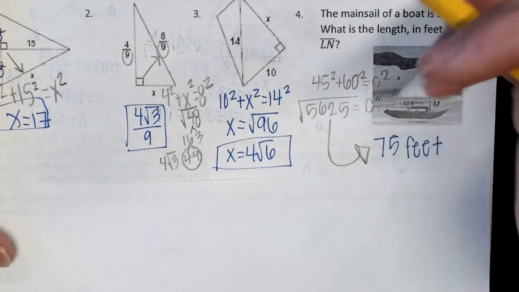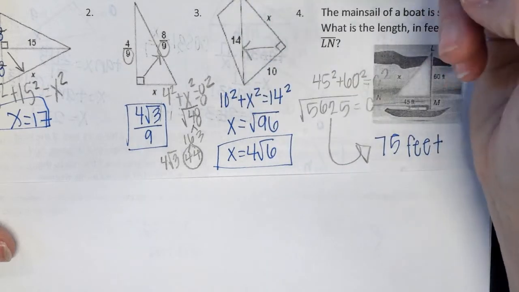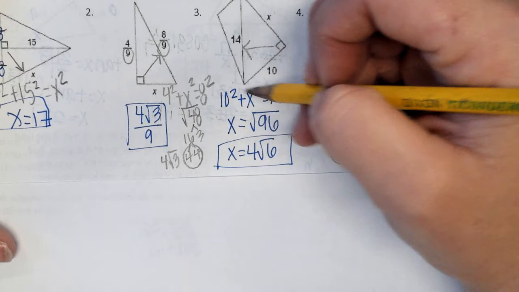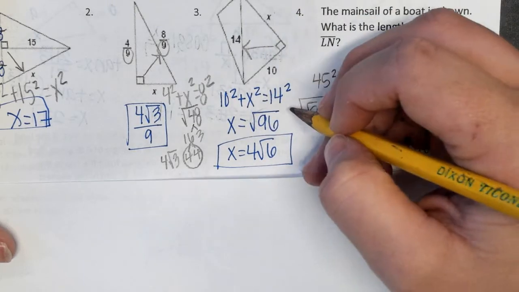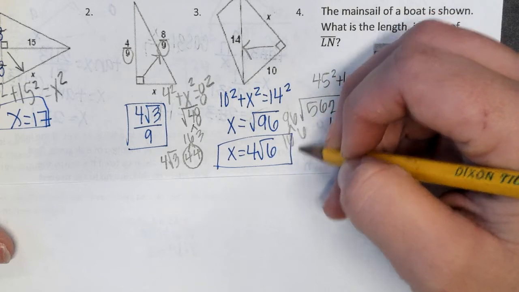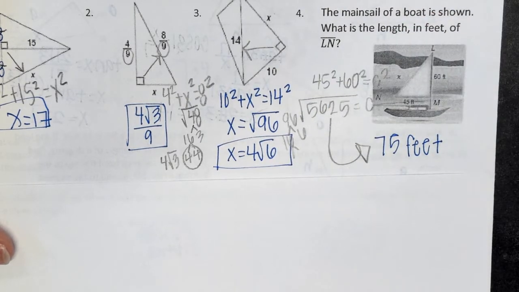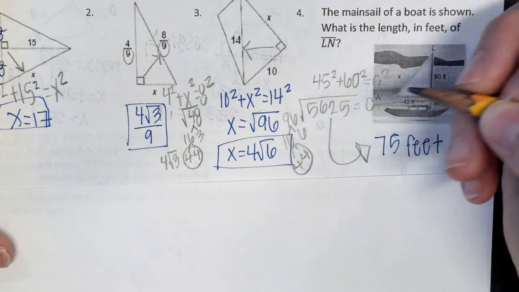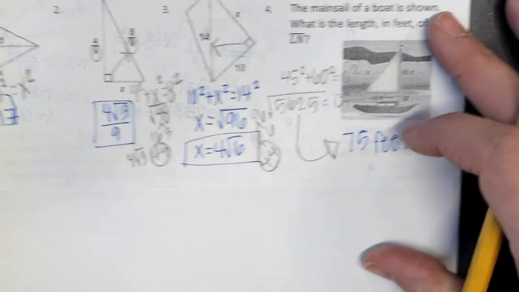For number 3, your hypotenuse was 14. So you have 10 squared plus x squared equals 14 squared. 14 squared minus 10 squared gives you the square root of 96. 96 breaks down to 16 and 6. Let me check myself. Yep, 16 and 6. And then 16 breaks down to 4 and 4. So your final answer was 4 square root of 6.